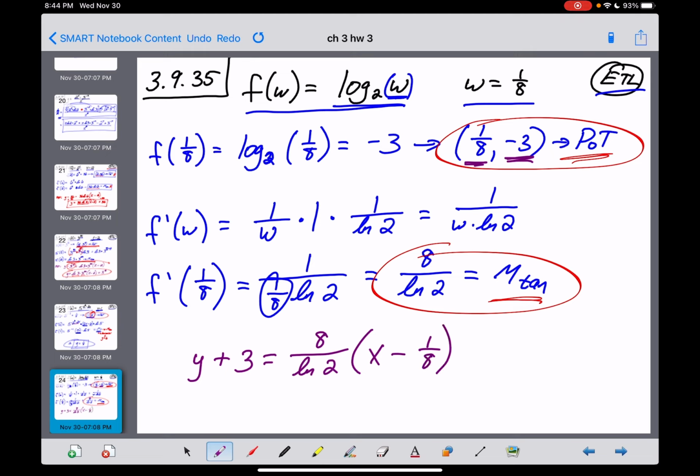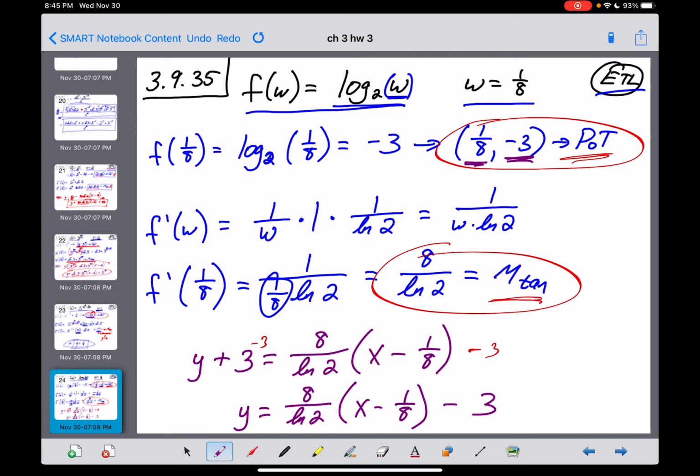Gotcha. Now, distributing the 8 into all of that, I'm not really sure if that's something that would be all that useful. It would get kind of ugly here. And I'm looking at their answer. They kind of left it in that form right there. All they did is subtract a 3 from both sides, and that's how they got what's called the point slope equation here, guys. 8 over the natural log of 2 times, in parentheses, x minus 1/8, and then they just left it as a minus 3 at the end.